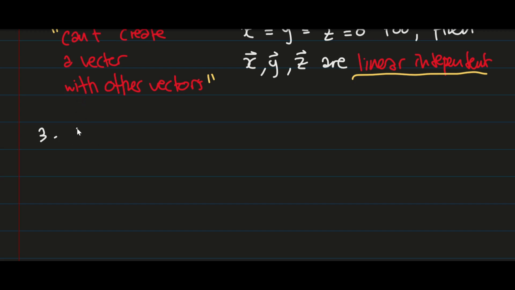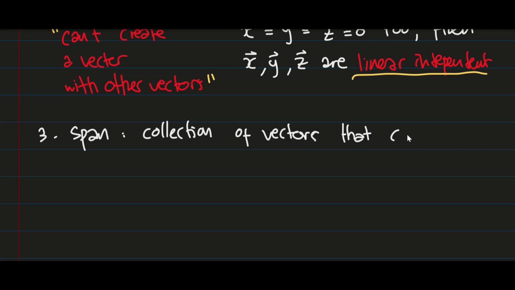Okay, the next one is the span, which is a collection of vectors in the vector space that can build other vectors in the entire vector space. I have a few vectors, and then I can make any linear combination by scalar multiplication or addition, as before. So I can build every vector in the vector space.